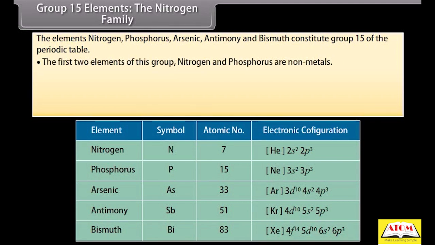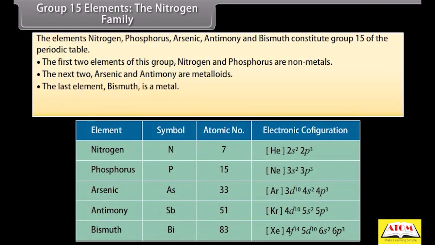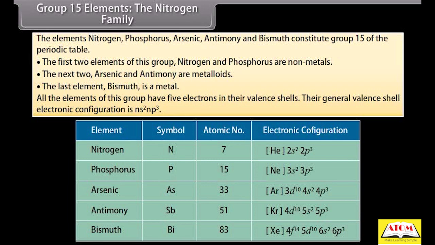The first two elements of this group, nitrogen and phosphorus, are non-metals. The next two, arsenic and antimony, are metalloids. The last element, bismuth, is a metal. All the elements of this group have 5 electrons in their valence shell. Their general valence shell electronic configuration is ns2, np3.